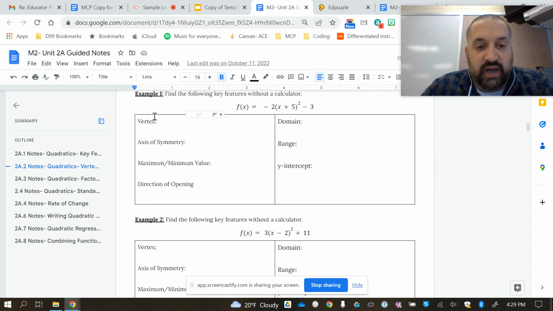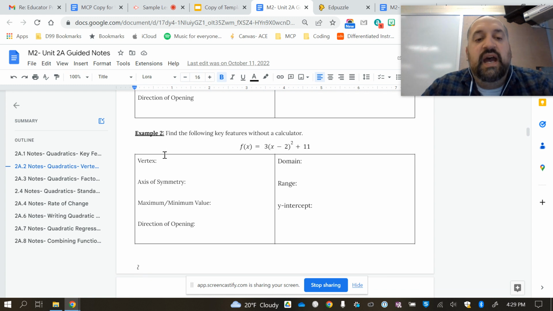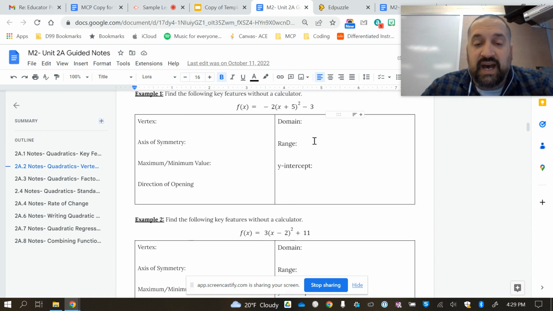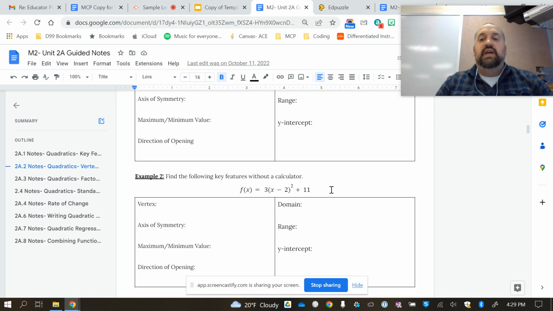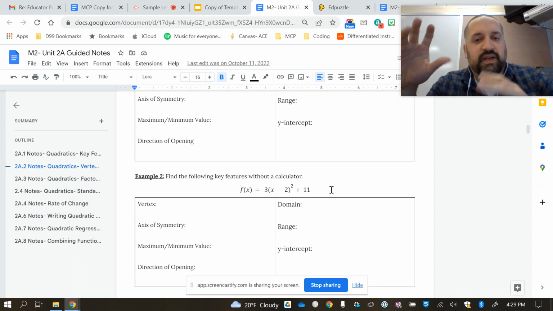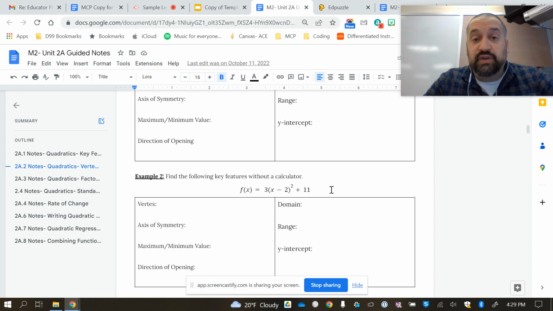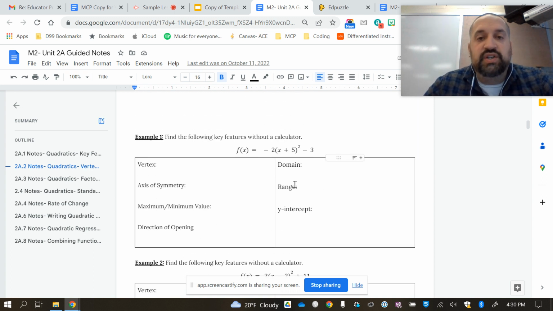So in example 1, I cover vertex, axis of symmetry, min, max, and direction of opening. And then I do those same 4 things here for example 2. Once I do that, in the second video, I go over domain, range, and y-intercept. So it's just a way to split it up. I found that if I included it all in one video, it was a little too long. So I split it up, which also makes it easier for students. Let's say they just want to review how to do domain and range. They can just go right to the second video rather than sitting through everything.